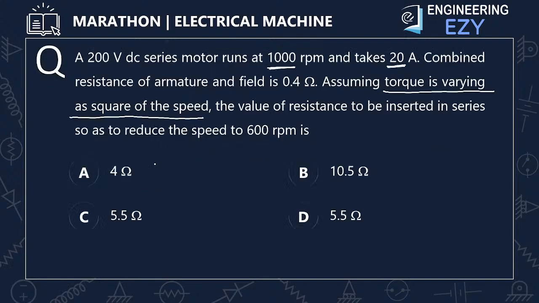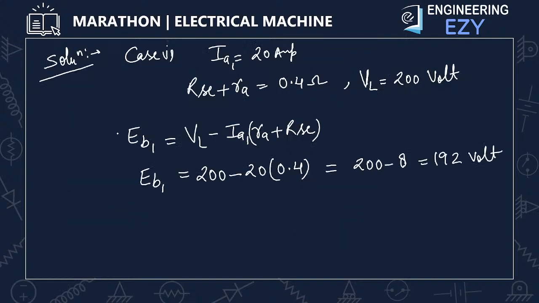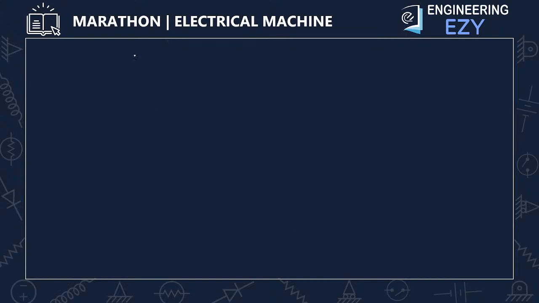Now, in the second case, we have to insert a resistance. The supply voltage is the same, Ra plus Rsc is the same, but in the second case we are inserting a resistance. And we know very well that T is directly proportional to phi Ia.